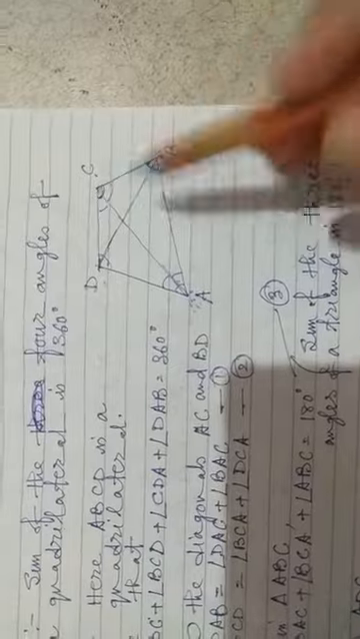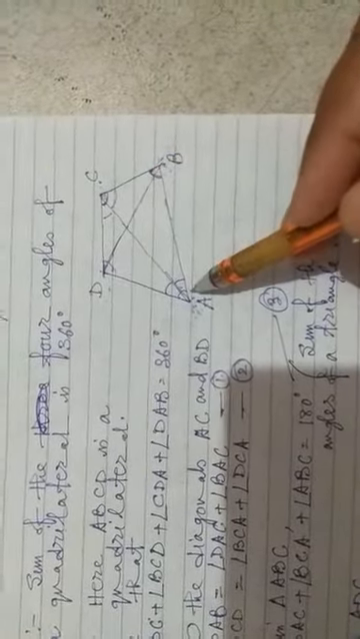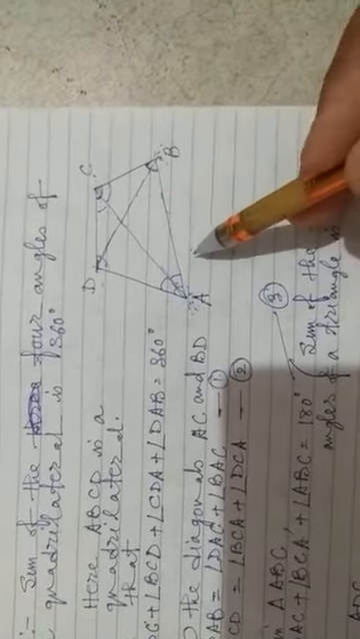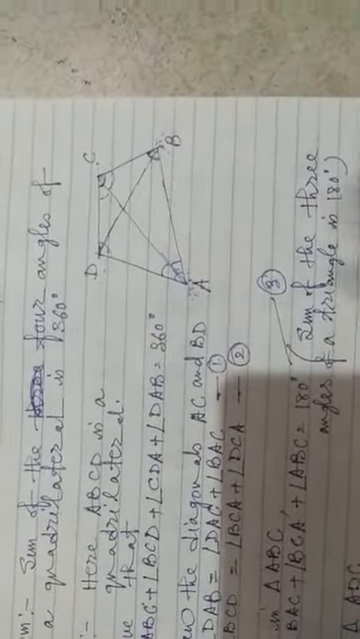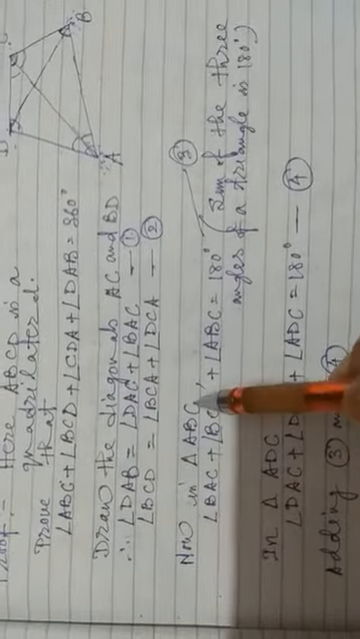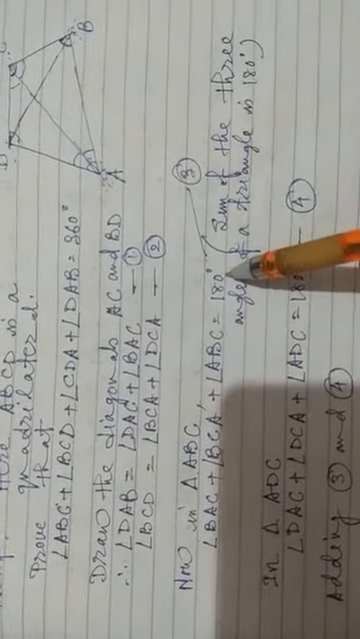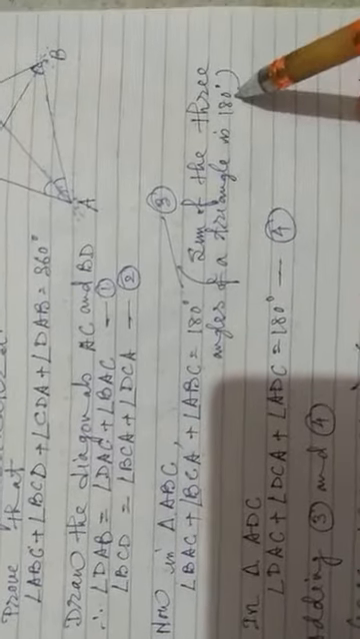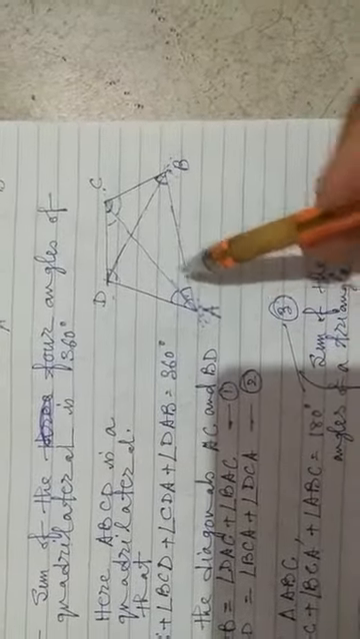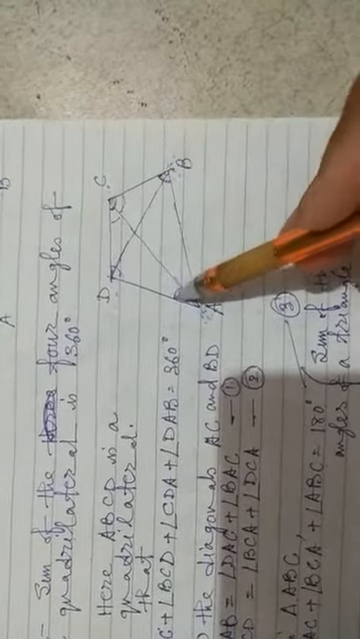Now in triangle ABC, angle BAC plus angle BCA plus angle ABC equals 180 degrees, because we know that the sum of the three angles of a triangle is 180 degrees. And in triangle ADC, angle DAC plus angle DCA plus angle ADC equals 180 degrees.